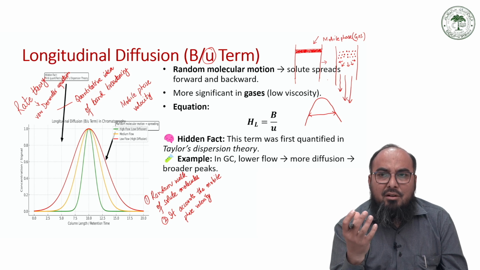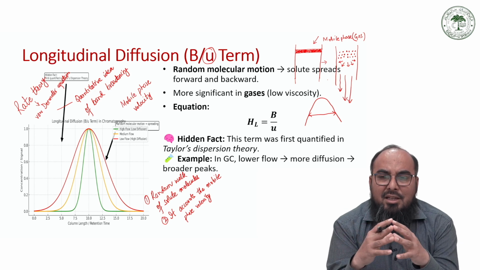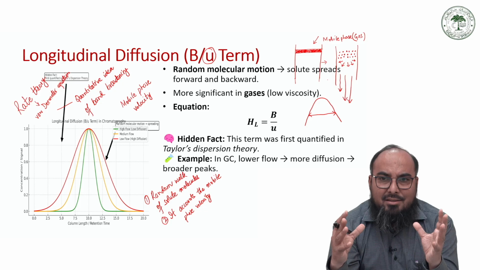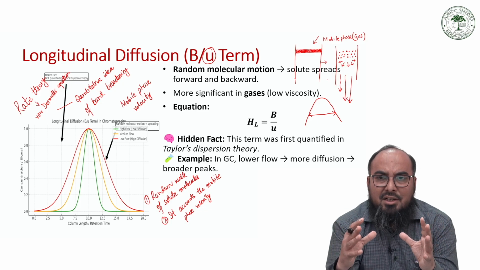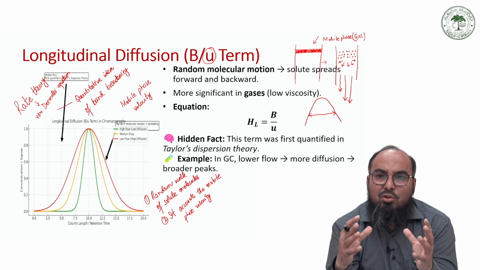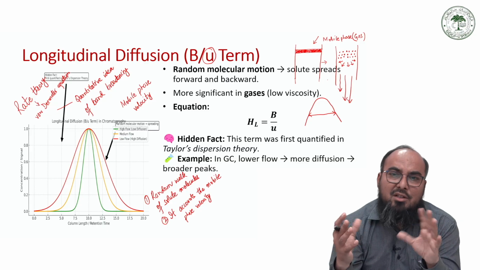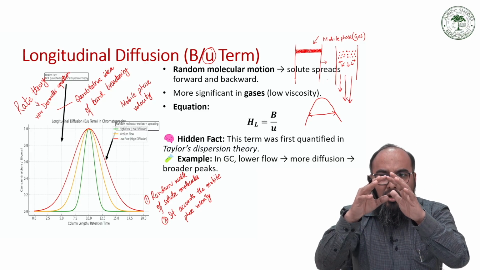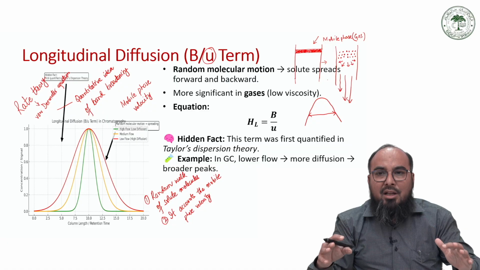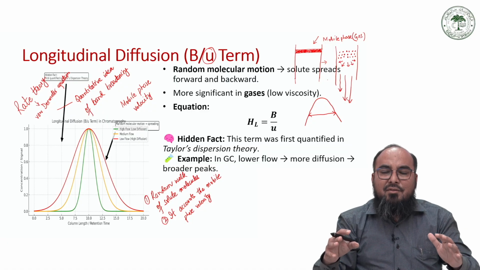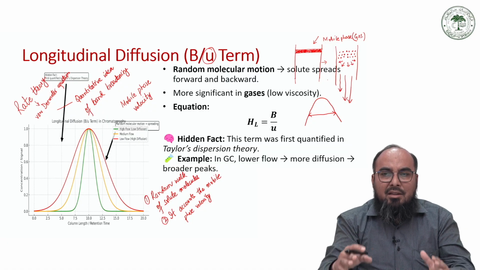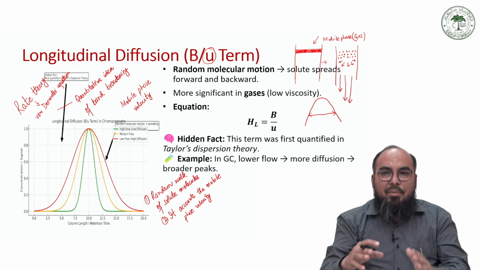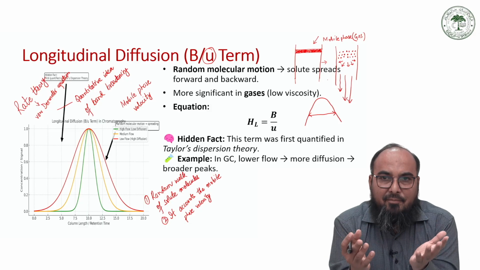So here, because of diffusion, these particles take random paths, and because of taking random paths, they elute at random times, and because of the random time elution, your band actually broadens, and that leaves your separation inefficient.